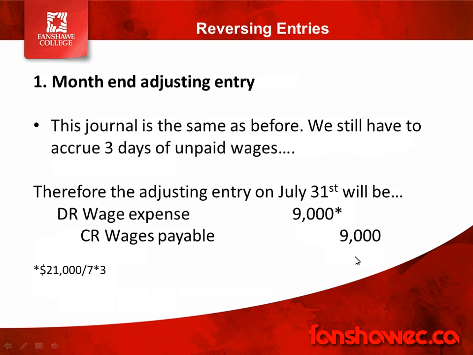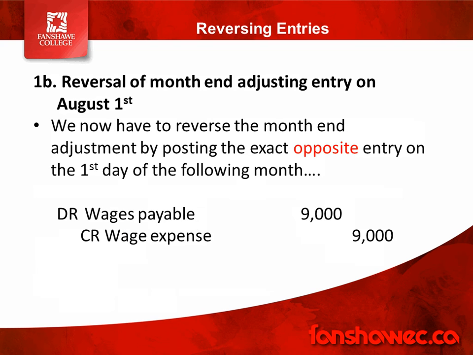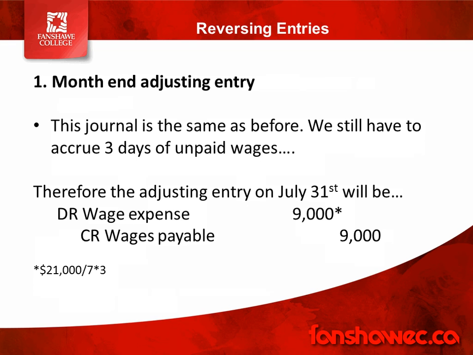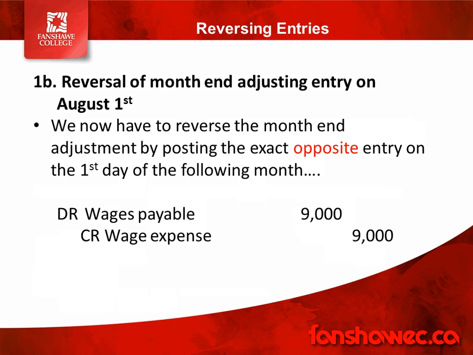The difference here though is that we're going to reverse this entry on the first day of the next month. Remember, we said reversing entries are just the exact opposite of what you posted as the accrual, right, or as the adjustment. So to reverse this out, all we need to do on the 1st of August is now debit wages payable for $9,000 and credit wage expense for $9,000. Okay, we do the exact opposite entry of what we did at month end. So now you can see there we debited wage expense for $9,000, and here we credited wage expense for $9,000.